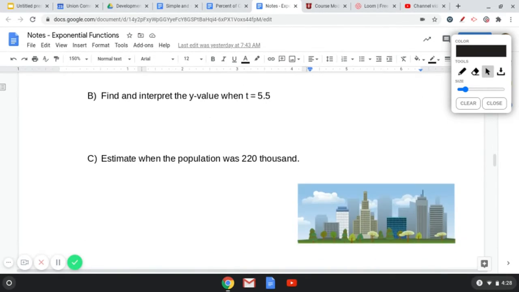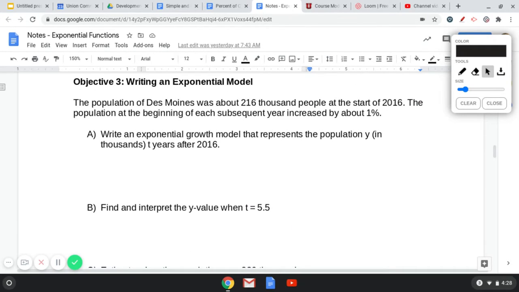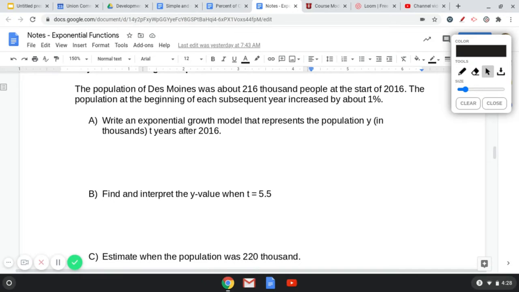All right, here's our objective 3, writing an exponential model. At the start of 2016, the population of Des Moines was about 216,000 people. The population at the beginning of each subsequent year increased by about 1%. So that means each year after, the population increased by 1%. We're going to write an exponential growth model that represents the population y in thousands t years after 2016.